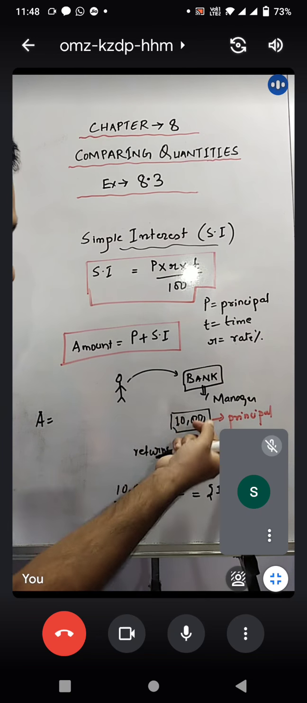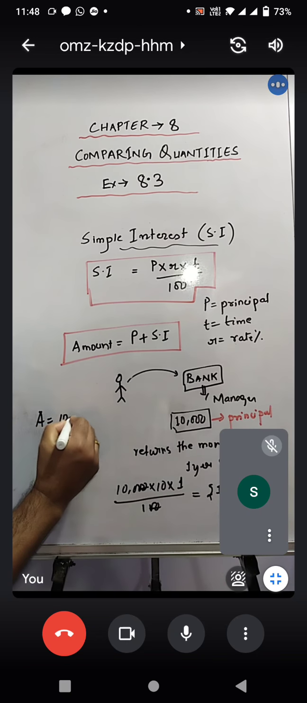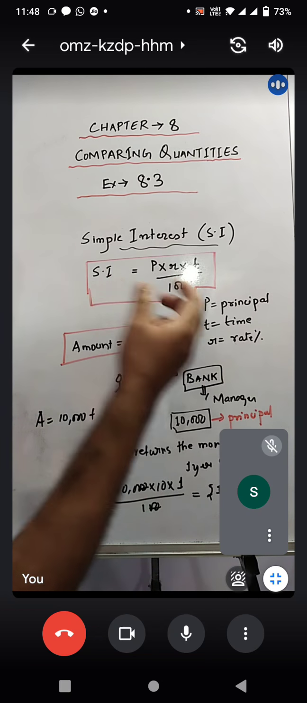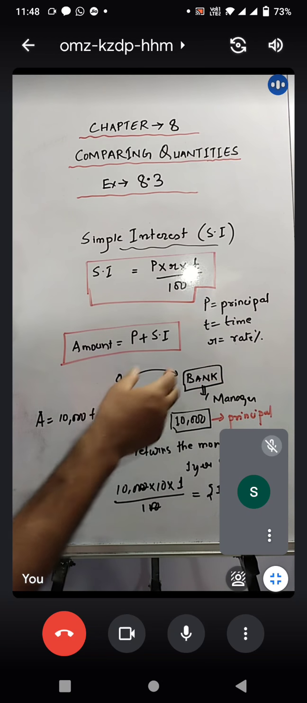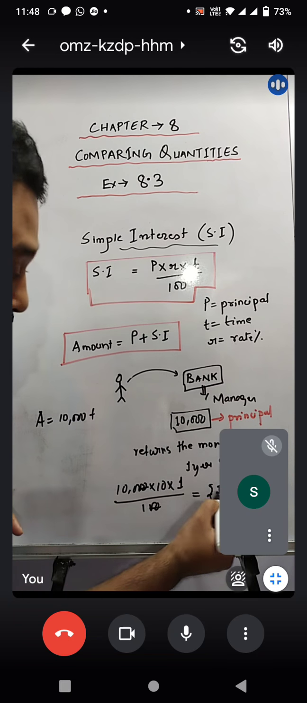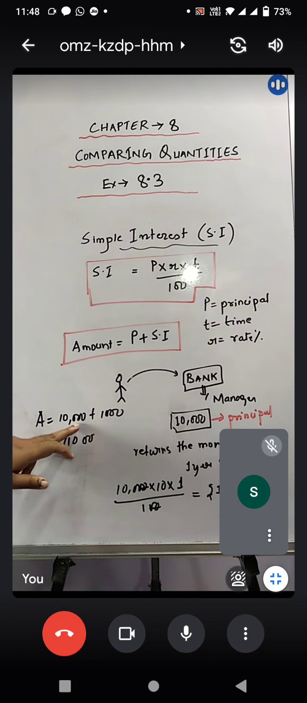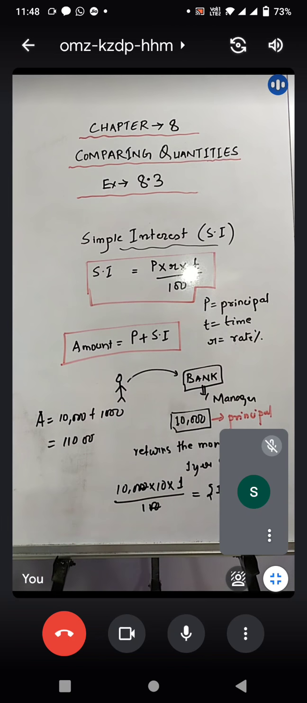That is the principal which I have taken. The principal, what he has taken from the bank, is 10,000 rupees. That he will definitely return to the bank. Now what is the extra money? What is the interest that he is paying, because he is taking some money from the bank? So what is the interest he has to pay? 1,000. So what is the total money he is paying back to the bank? It is not 10,000 but 11,000. So 1,000 is a profit for the bank. So this is the story of simple interest.